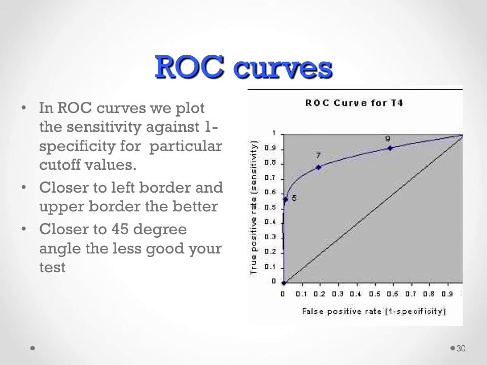So from this curve we can see that 7 is the Goldilocks point, where you have the best trade-off between sensitivity and specificity. And in general with ROC curves, the closer the test is to the left border and the upper border, the more accurate your test. And the closer the test is to the 45-degree linear line, the less value your test is. Now, for those of you that are extremely technical, what you can see from here is that the slope of the tangent line at a particular cutoff point gives you the likelihood ratio that was discussed in earlier slides.